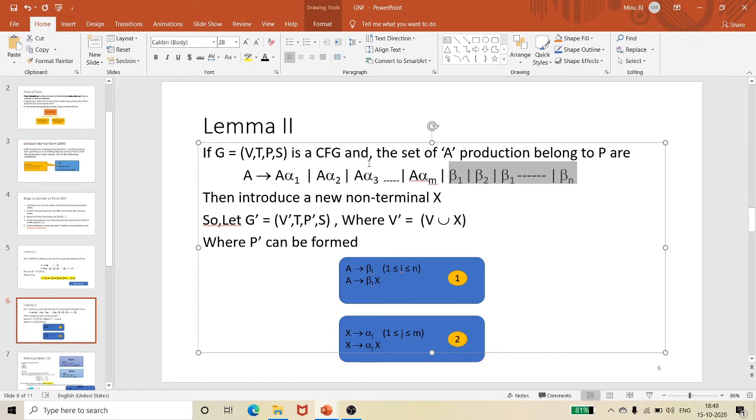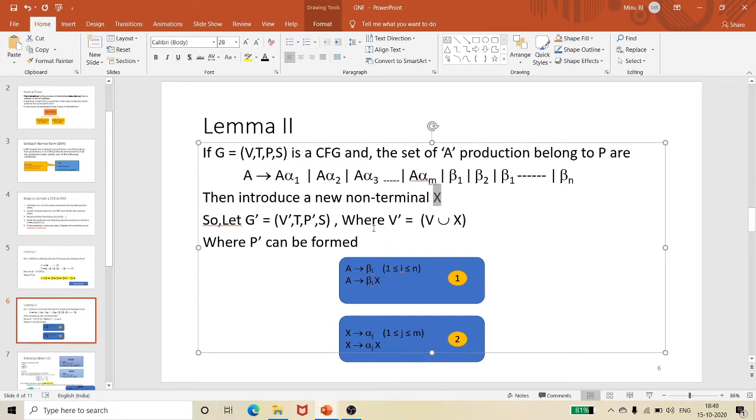How I am dividing is that they ask us to introduce a new non-terminal, let it be X or anything else, but it should not be equal to what is available in your grammar. So let us introduce a new non-terminal X, and we will create a new grammar, that is G' = (V', T', P', S), where V' contains this new non-terminal X, and the productions are changed as follows.